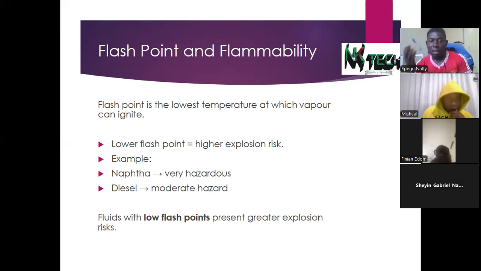Then for naphtha, it's very hazardous. For diesel, it's moderate because diesel is a bit thicker, so a bit denser. I think the flash point for naphtha should be around, let's say, 120 or so. Then diesel should be around 160 to 180. So before a pump or an equipment can get hot up to that temperature to explode, it's going to take a lot of time. But for lighter gases, it's going to explode immediately. If it comes out to about, let's say, 80 degrees, then there's going to be an explosion.